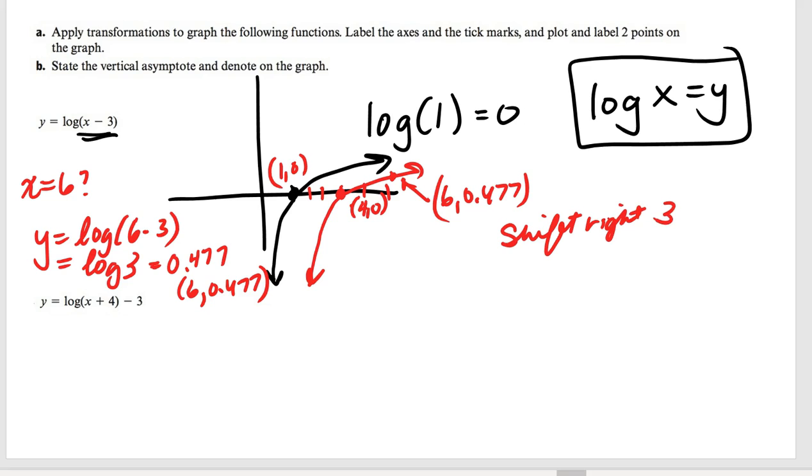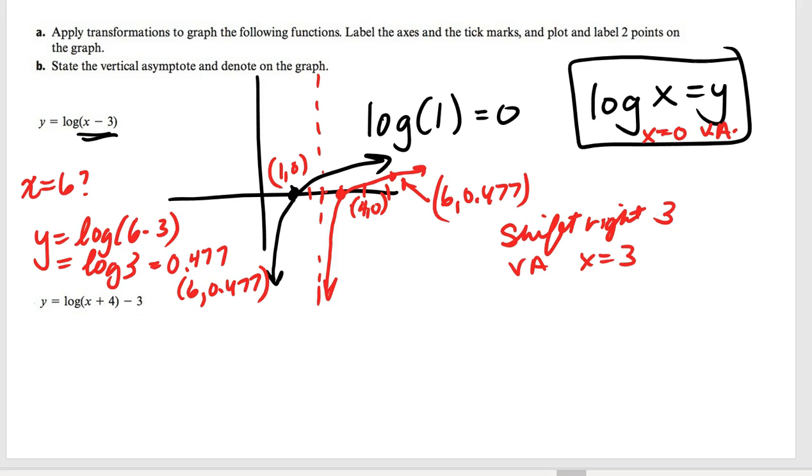And it says state the vertical asymptote. My vertical asymptote on my parent function, my basic function, will be x is equal to 0. And since I shifted right 3, my new vertical asymptote will be x is equal to 3. So let me just tweak my graph a little better here. So I'll have a vertical asymptote at 3. And this should go a little more like that.